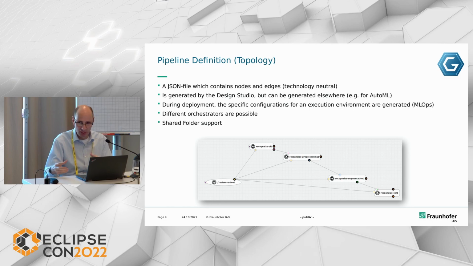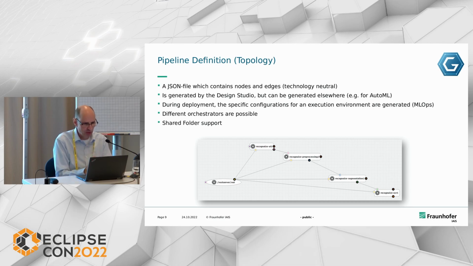Then, taking the technology neutral pipeline definition, the JSON file, the deployment for a specific execution environment generates all the necessary artifacts. So for example, to deploy a pipeline into Kubernetes, it looks at the nodes and the edges and creates the necessary deployment YAMLs and service YAMLs, and the persistent volume if there is a shared folder. So that's the idea, to generate the specific configurations from the technology neutral pipeline definition. And as I said already, different orchestrators are possible.